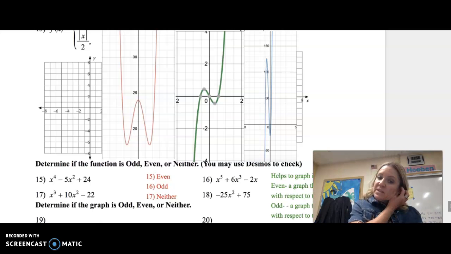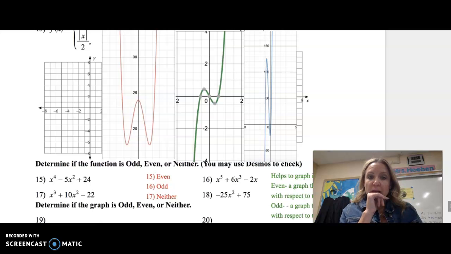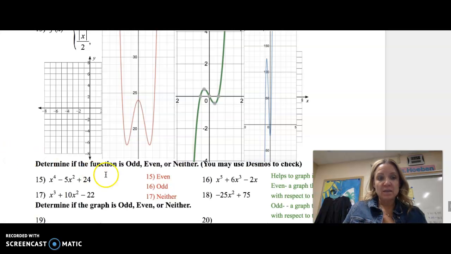So this is assignment 17 for pre-calculus. I'm looking at numbers 15, 16, 17, and 19. The directions say that they want you to determine if the function is odd, even, or neither. And then the directions say you may use Desmos to check.